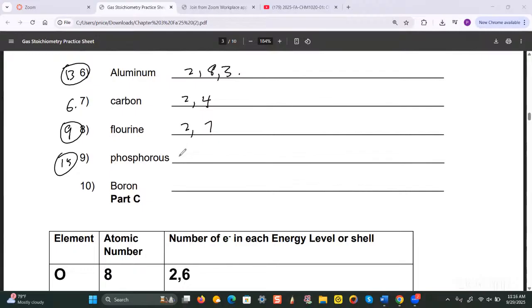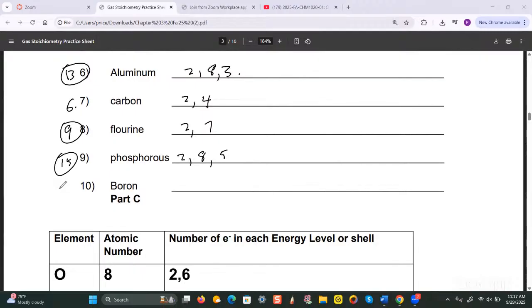Phosphorus, I think the atomic number is 15. So how many electrons in the first shell? 2. And then the second shell? 8. And then the third shell? 5, exactly.